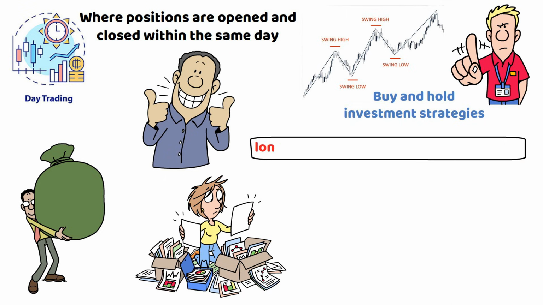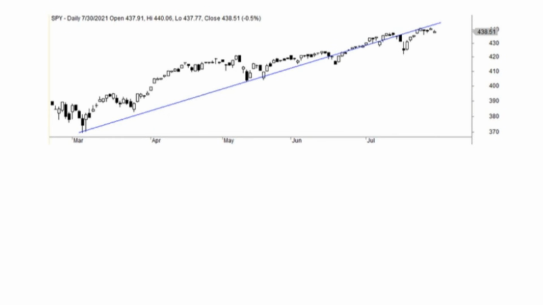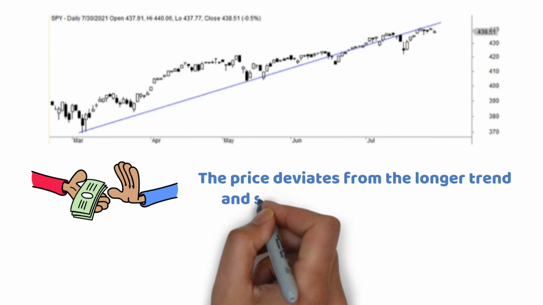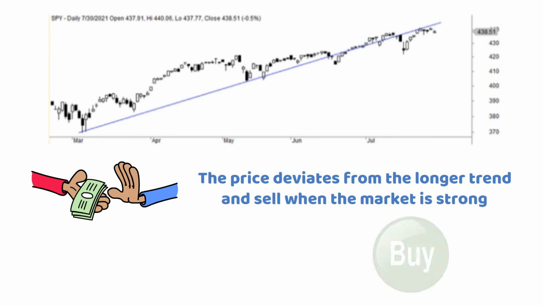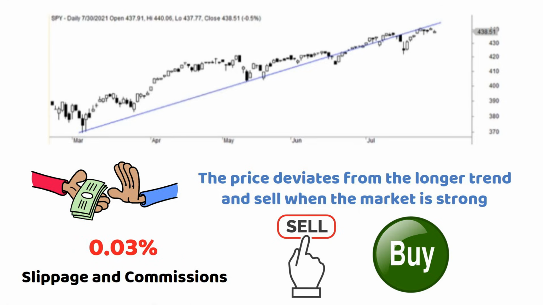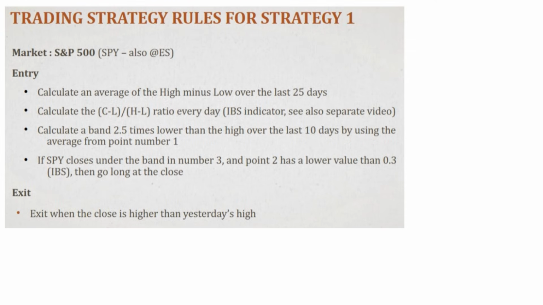We aim to exploit the long-term rising trend in the stock market, but we buy on short-term weakness and panics. The chart shows you an example. We want to buy when the price deviates from the longer trend and sell when the market is strong. We buy weakness and sell strength, and we include 0.03% per trade for slippage and commissions. Okay, now let's jump to the trading rules of our first strategy.